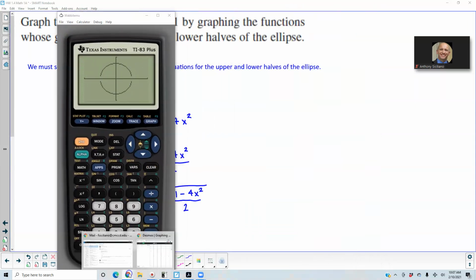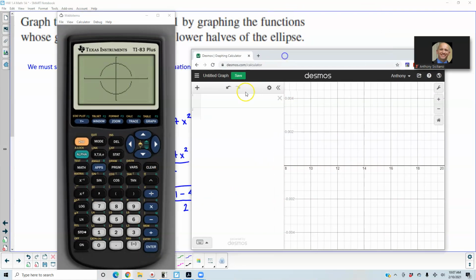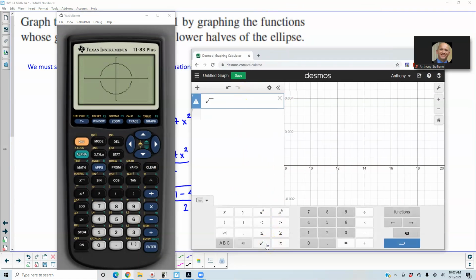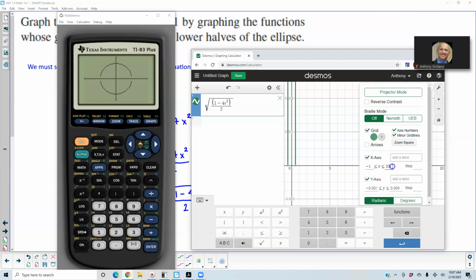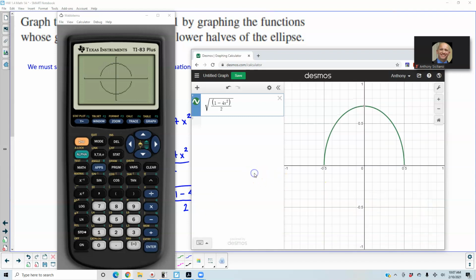Okay, and then let's go ahead and do that on Desmos. So here we have the square root of 1 minus 4x squared. We're dividing that by 2. And again, let's go ahead and put in -1, +1, -1, and +1. So now we can see the upper half of the ellipse.